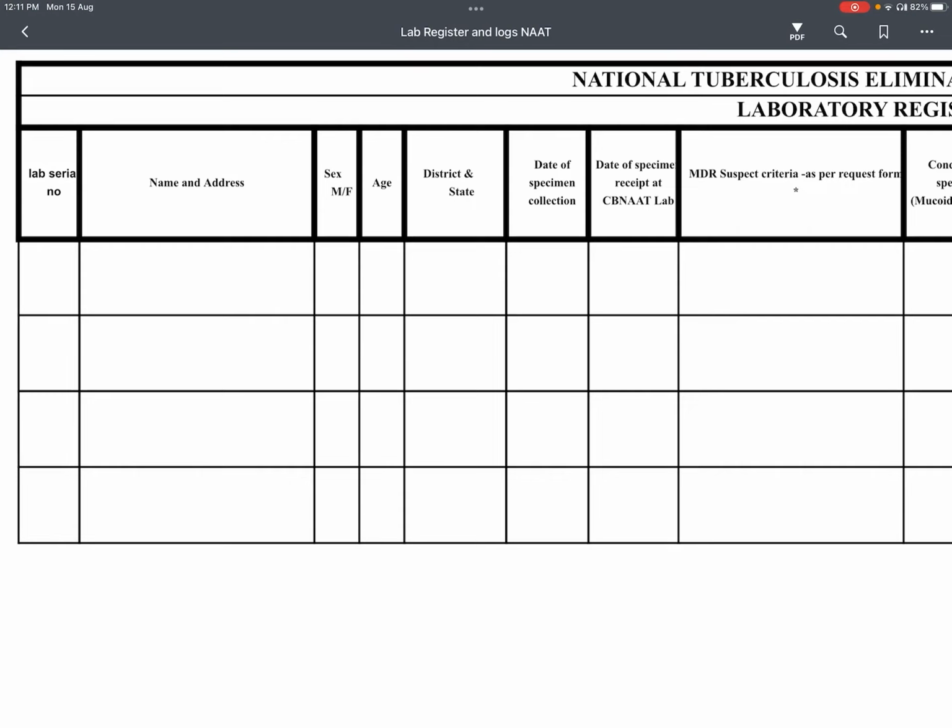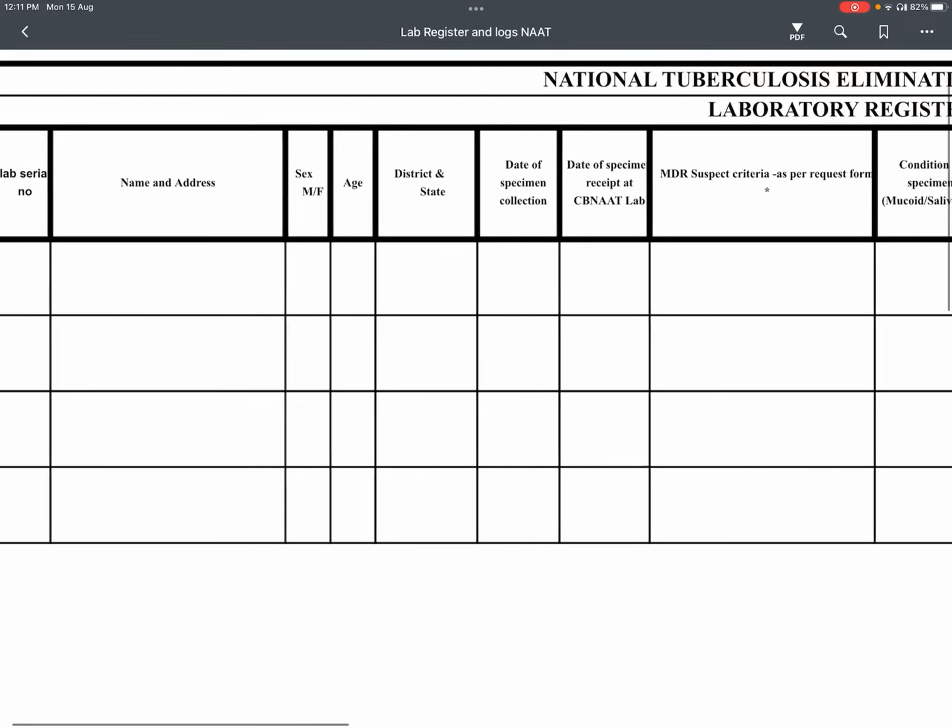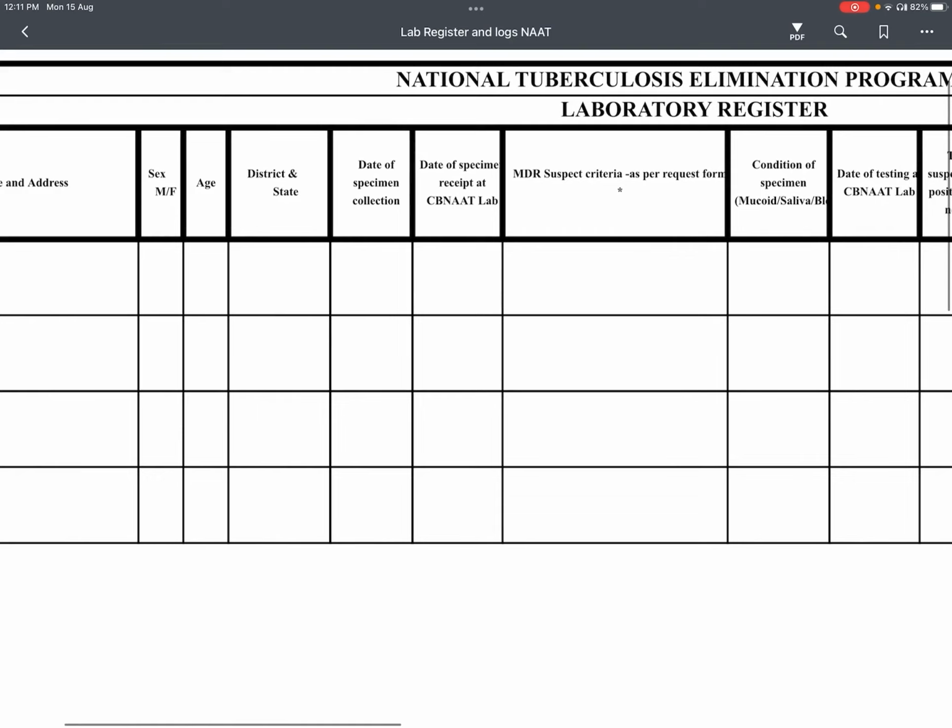District and state, basically the health facility where it is referred from. Date of specimen collection, date of specimen receipt at the lab. Here it is written CBNAAT lab because this is the old format which our state TB cell received from other NAT sites when CBNAAT was launched in Andaman and Nicobar Islands. Basically, it is NAT lab now, so it is also used for TrueNat.